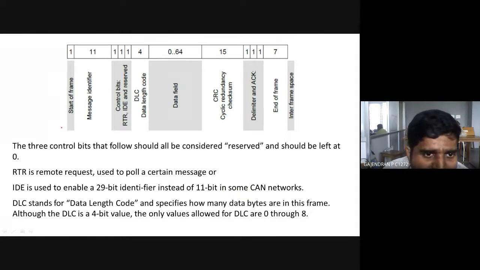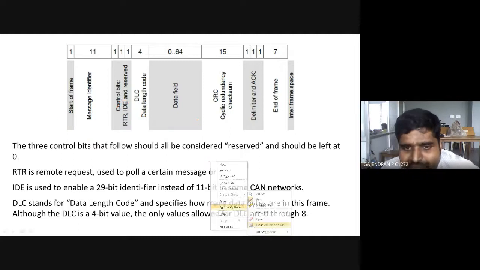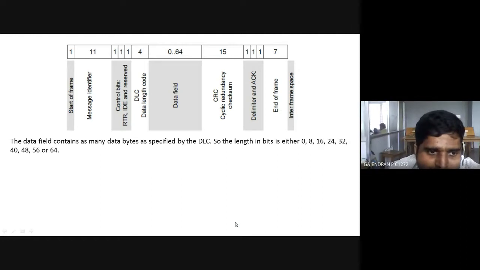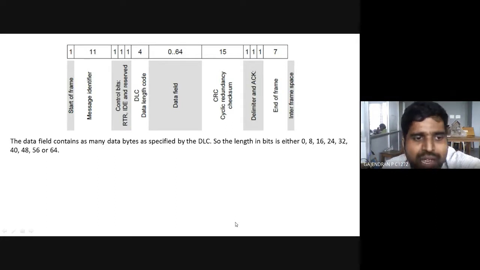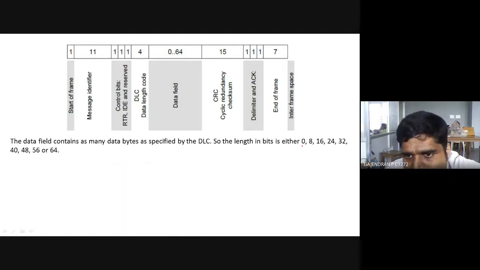First is the start frame, then message identifier, then request, then length of your identifier, then length of your data, followed by your usual data. Whatever data we are going to send, that data we send. What is the standard length we follow in the CAN protocol? 0, 8, 16, 24, 32, 40, 48, 56 or 64. Please note down. This is the length of your data field.